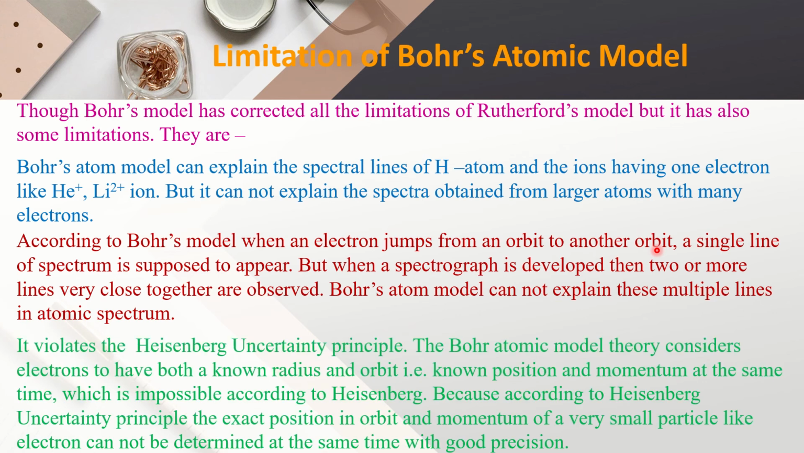Moreover, it violates the Heisenberg uncertainty principle. The Bohr atomic model considers the electron to have both a known radius and orbit, such as known position and momentum at the same time, which is impossible according to the Heisenberg uncertainty principle. Because according to the Heisenberg uncertainty principle, the exact position in orbit and momentum of a very small particle like an electron cannot be determined at the same time with good precision.